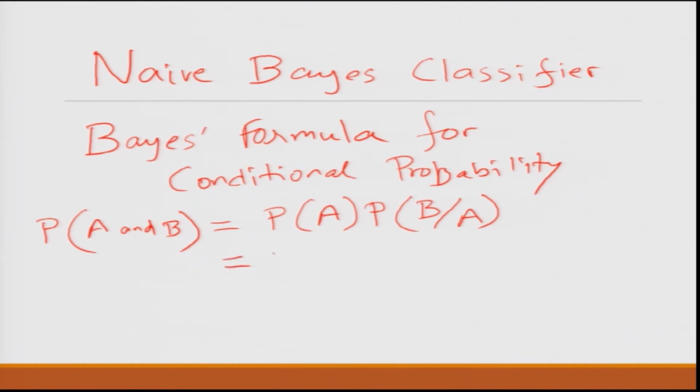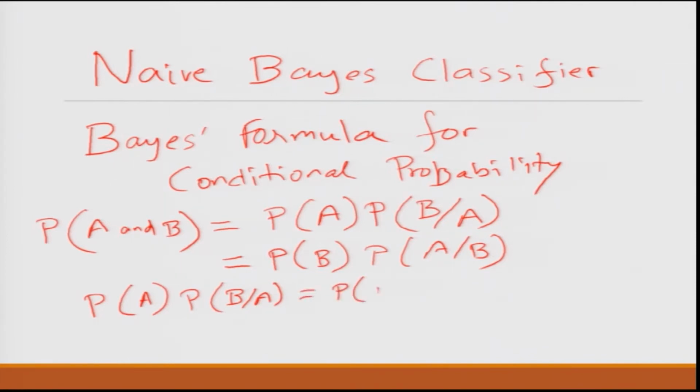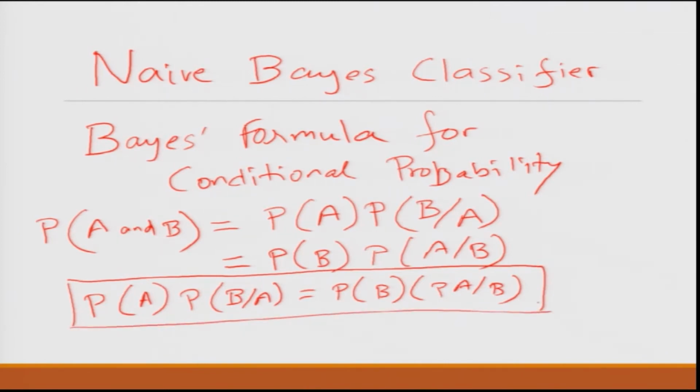But then you can also swap A and B, right? So this is also the same as P(B) into P(A given B). If you compare these two formulas, what we basically get is that P(A) into P(B given A) is equal to P(B) into P(A given B). Now Bayes theorem is nothing but a rearrangement of this basic equation. In simple terms, P(B given A) is equal to P(B) into P(A given B) divided by P(A).